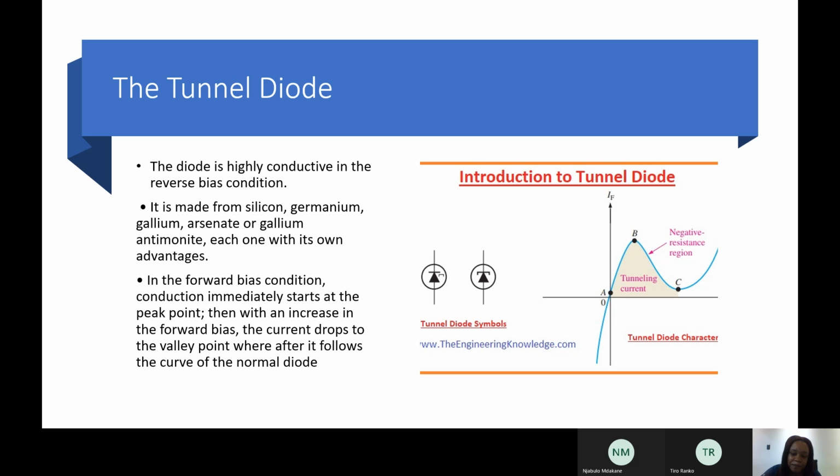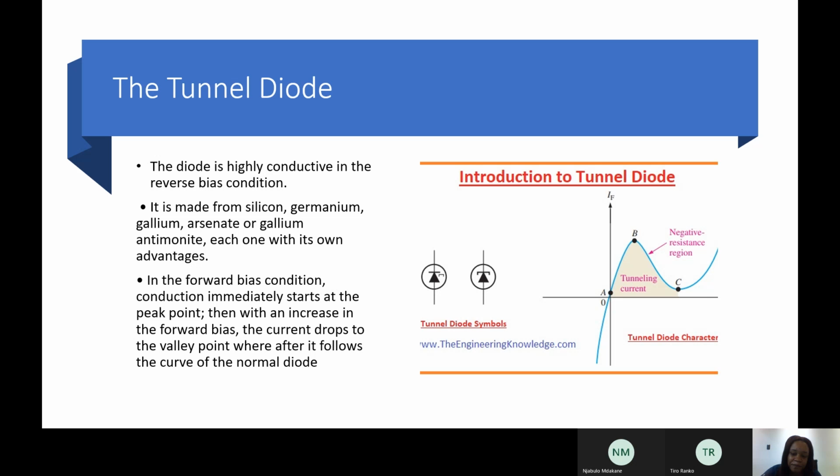Now the tunnel diode, as you can see here, there's a symbol for it. And the characteristic curve looks like this. It has a tunneling current there. This diode is highly conductive in reverse bias. Most of them work in reverse bias, as I said. It is made out of silicon, germanium, all this material listed here are semiconductors, okay? So they all work differently.